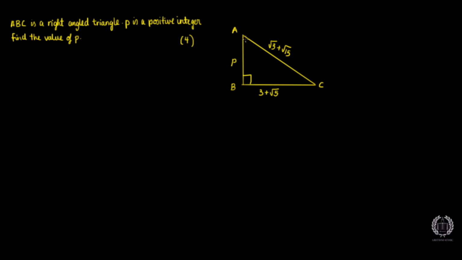But they're asking us to find this length P. We haven't got any other angles, so if you can see from this question, we only know it's a 90 degrees triangle, but we haven't got any angles, so we can't use trigonometry as in SOHCAHTOA. So the only other option that we have is Pythagoras theorem.